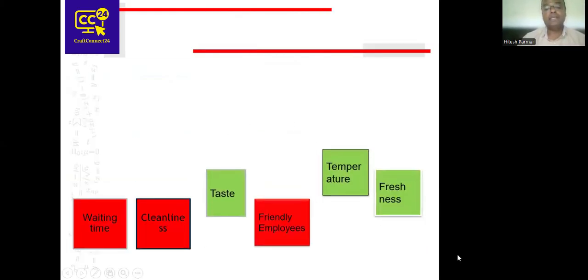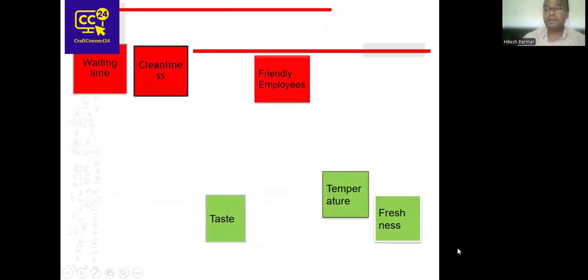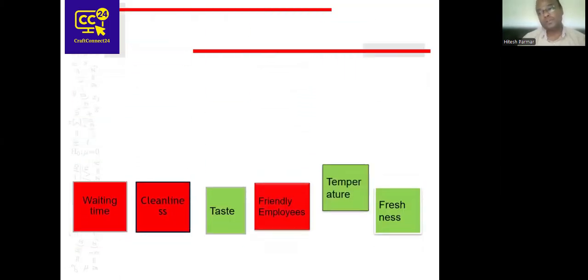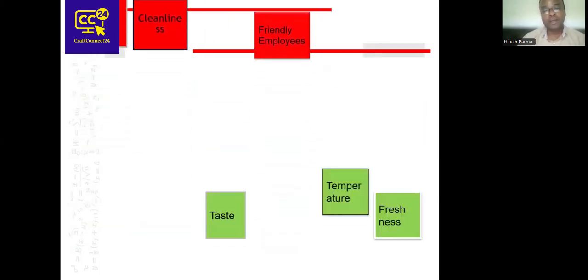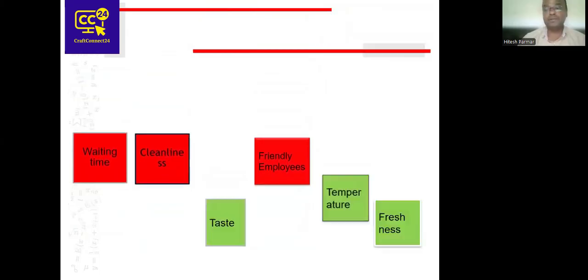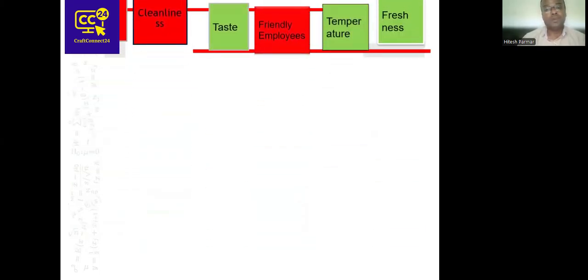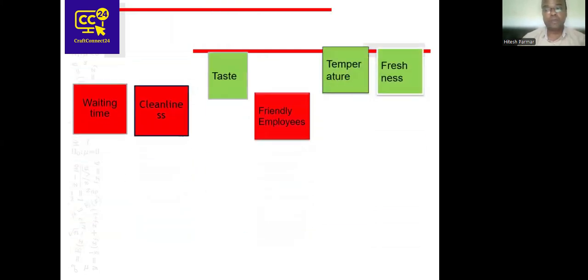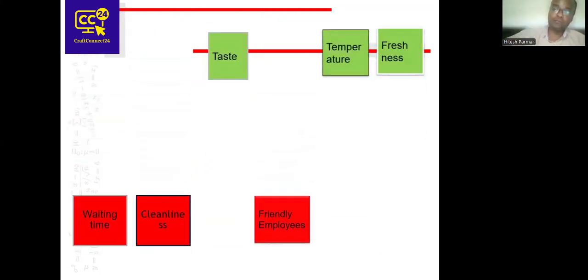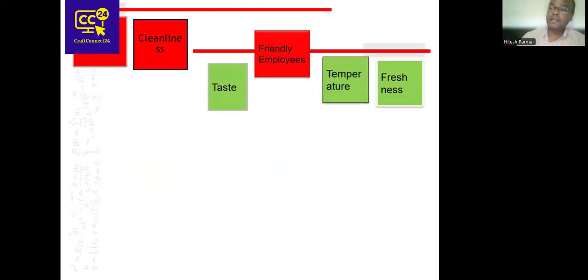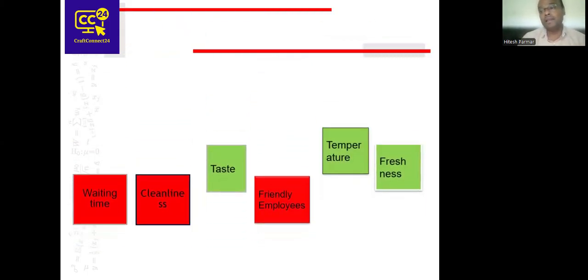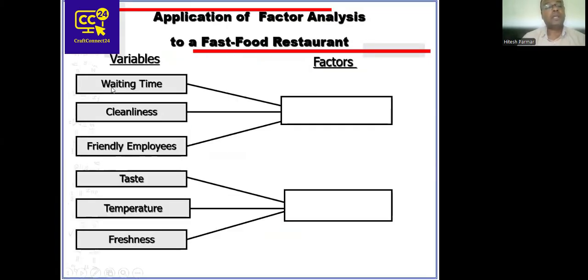Waiting time, cleanliness, and friendly employees are moving together, and taste, temperature, and freshness are also moving together. So there are two factors behind these 6 variables. Actually, these variables are attached to their respective factors, and factors do have movements upward and downward, so their related variables will also move upward and downward. So here we have waiting time, cleanliness, friendly employees as factor number 1, and taste, temperature, and freshness as factor number 2. Now, what appropriate name do you suggest?